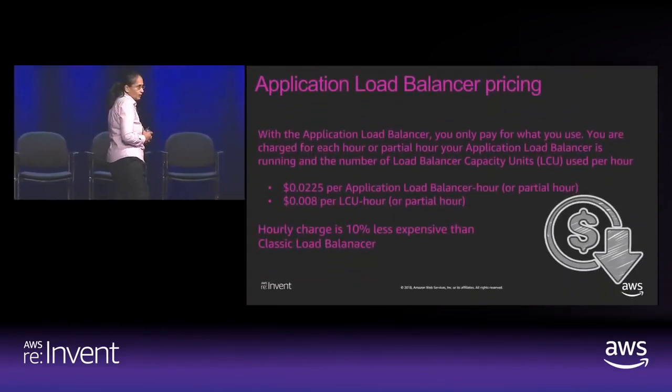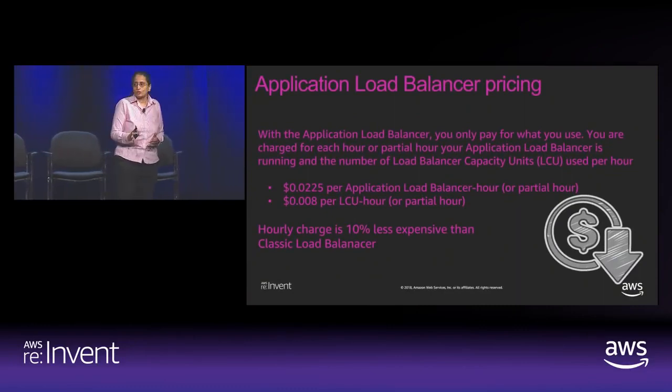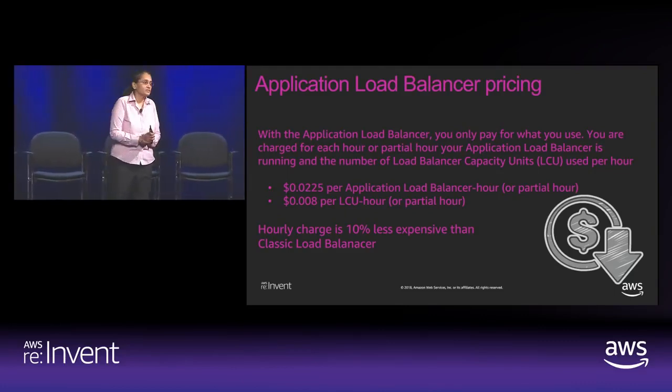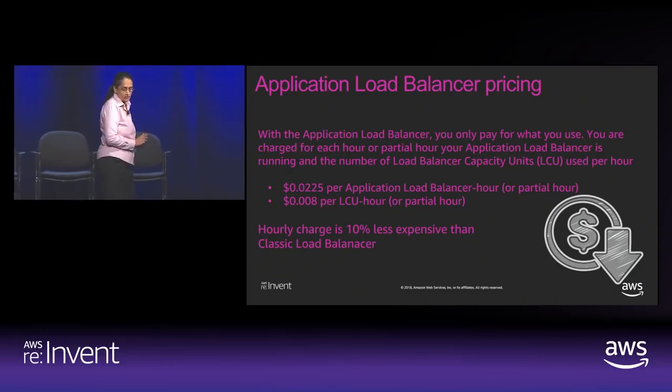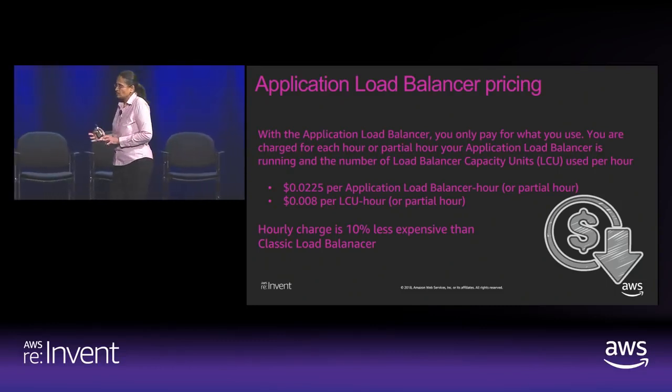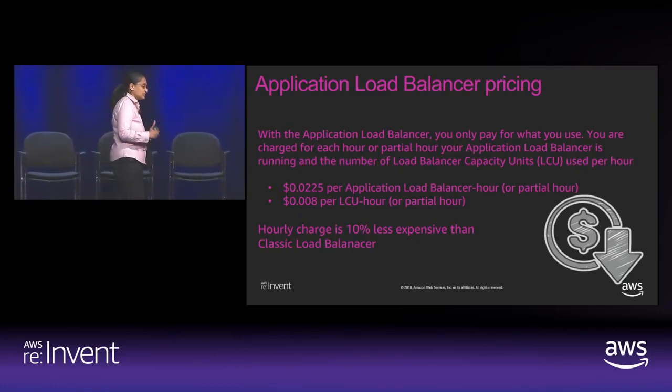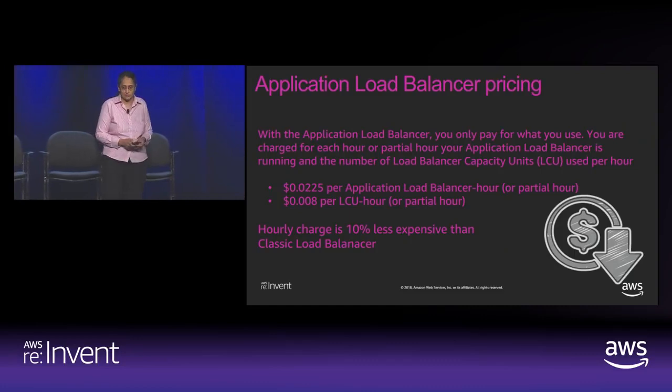Getting into the pricing part of it. With application load balancer, you always pay for what you use. Primarily, there are two components to the application load balancer pricing. One is the hourly cost, and one is the LCU. The hourly cost comes out to $16 per month. And it's actually 10% less expensive than what you pay for a classic load balancer.